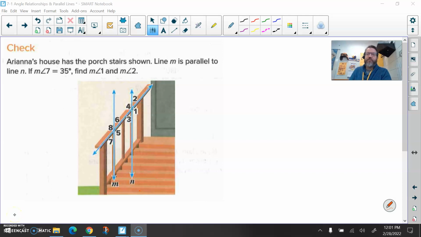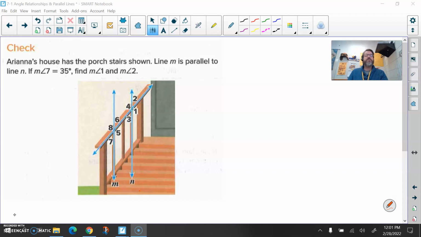Hi, everybody. We're going to finish the lesson that we started yesterday on 7-1 angle relationships and parallel lines. So you should have your packets or your books out in front of you right now. If you're looking at this problem here, I'm not sure which page it is on, but we did this one yesterday. I want to go back and talk about this one again just to make sure that we remember where we left off yesterday.